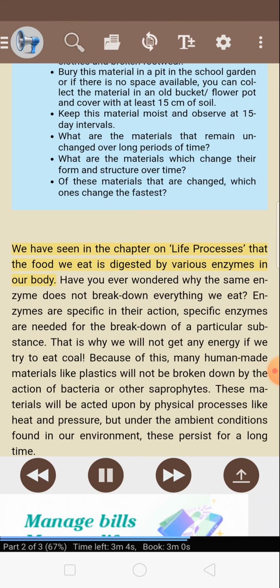We have seen in the chapter on life processes that the food we eat is digested by various enzymes in our body. Have you ever wondered why the same enzyme does not break down everything we eat? Enzymes are specific in their action. Specific enzymes are needed for the breakdown of a particular substance. That is why we will not get any energy if we try to eat coal.